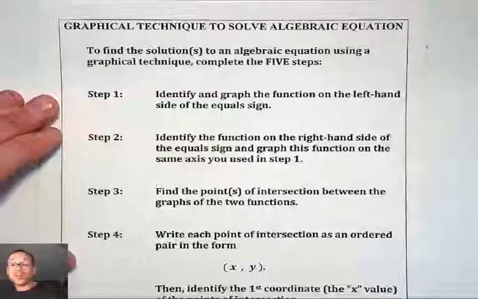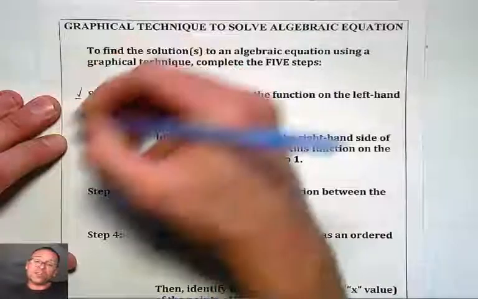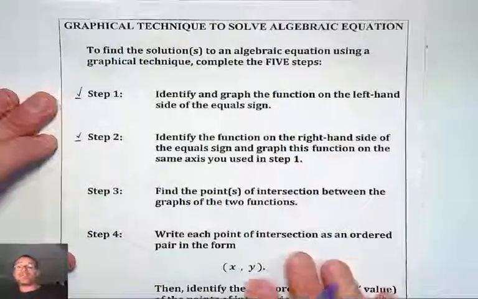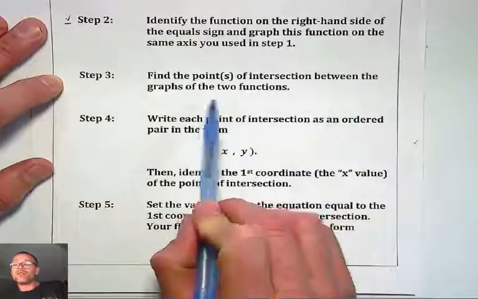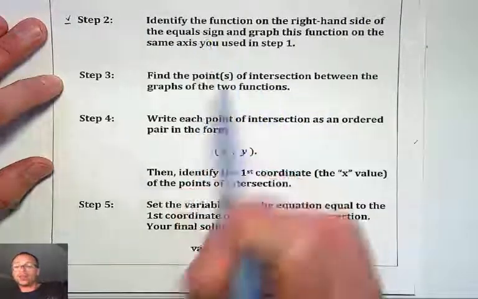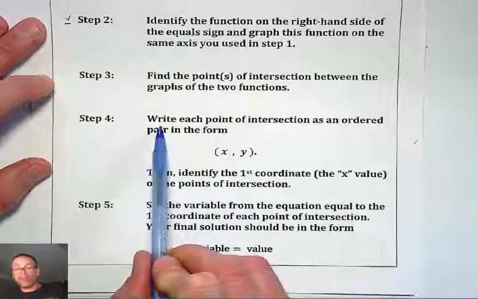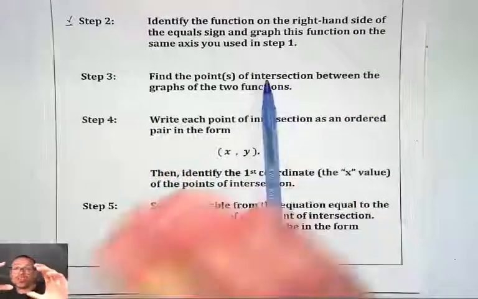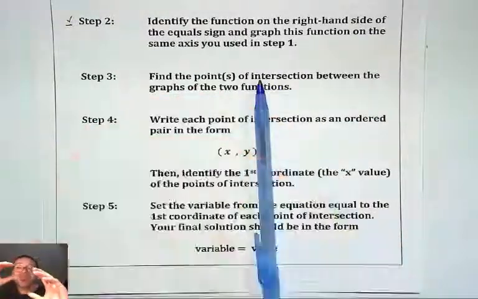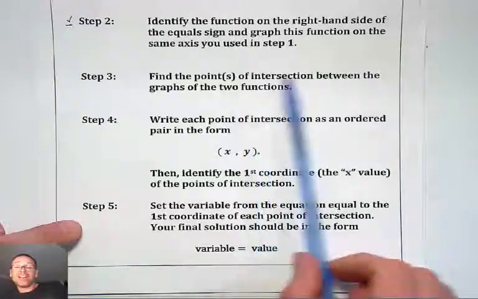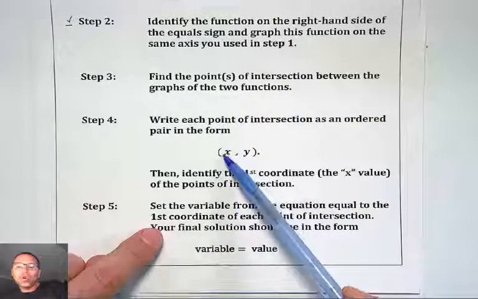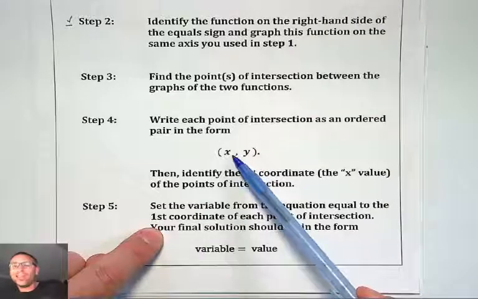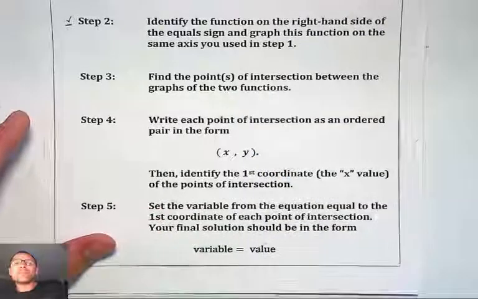We go back to our description of the graphical technique. Check it out. We've just finished steps 1 and 2. Step 3 of the graphical technique is to find the points of intersection between the graphs of the two functions from steps 1 and 2. Then, in step 4, we're going to write each point of intersection as an ordered pair, x, comma, y. Finally, we're going to set the variable in the equation equal to the value in the first coordinate. Here we go. Let's go ahead and finish those steps.